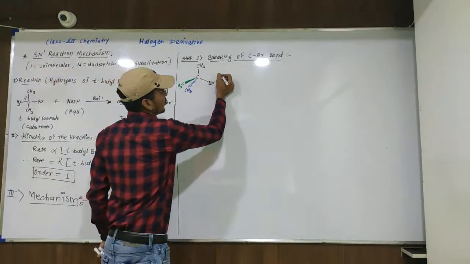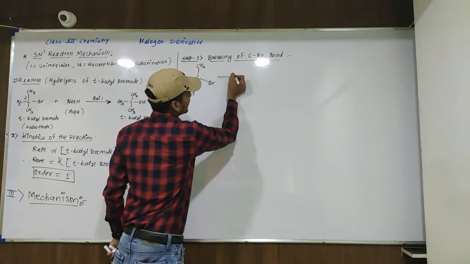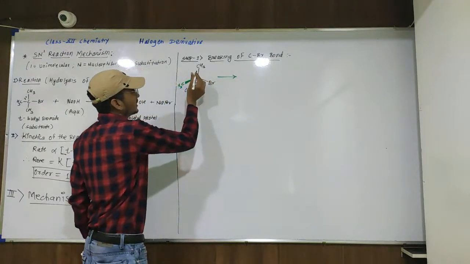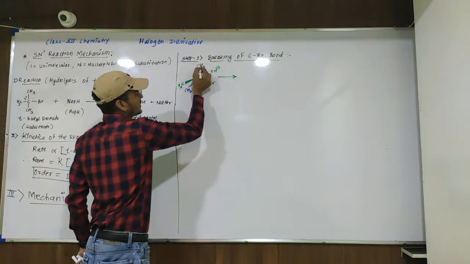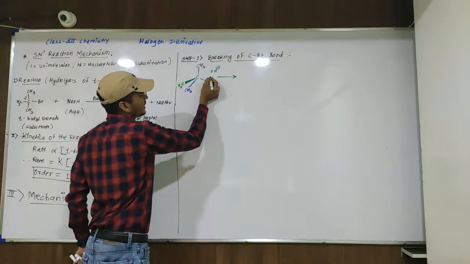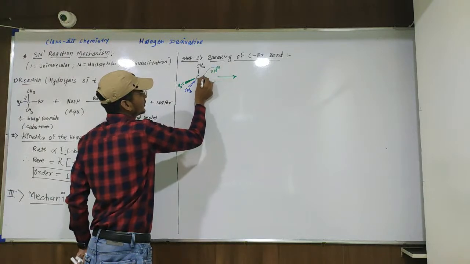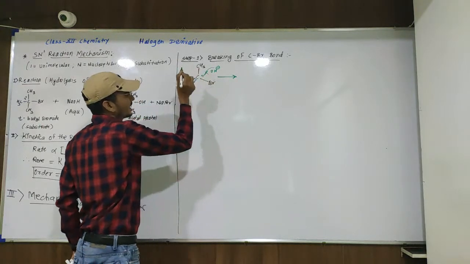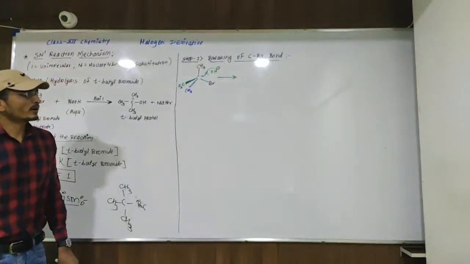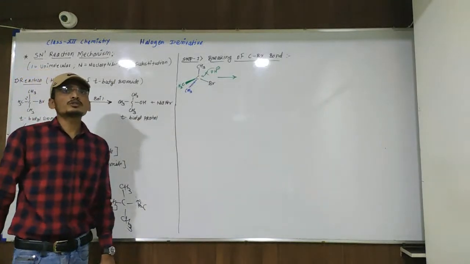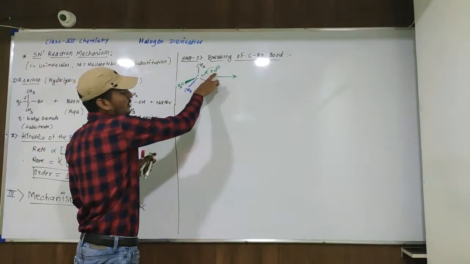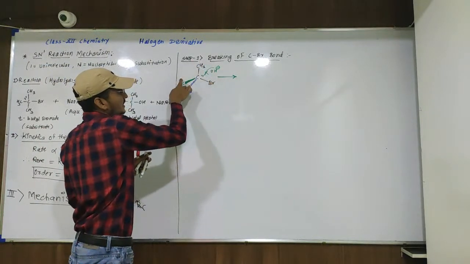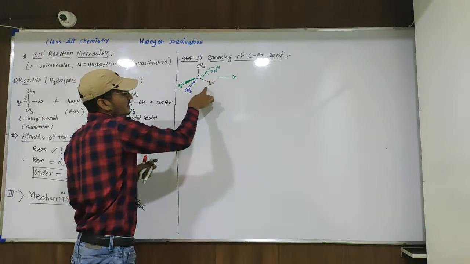So in this case the nucleophile does not directly attack this carbon because of the bulky groups. So this CH3, and Br is also a bulky group. So the nucleophile does not directly attack this carbon. So that's why there is a two-step mechanism. So why is the nucleophile not attacking? So the OH minus, here CH3, here CH3, here CH3, here CH3.